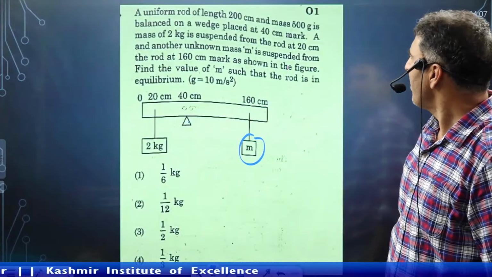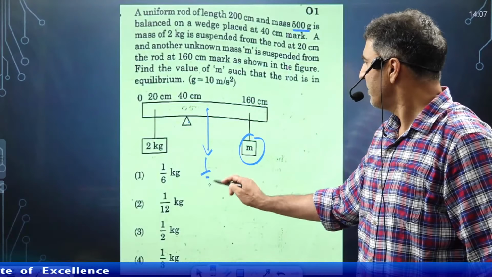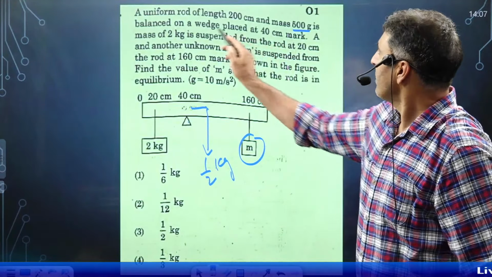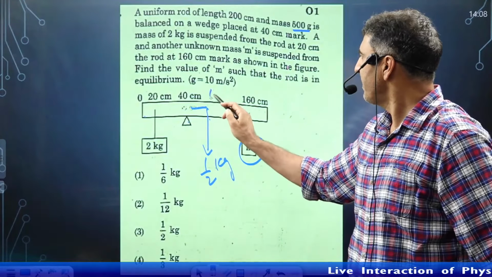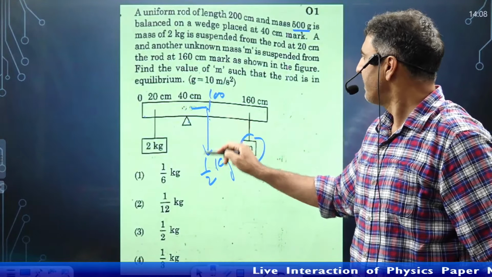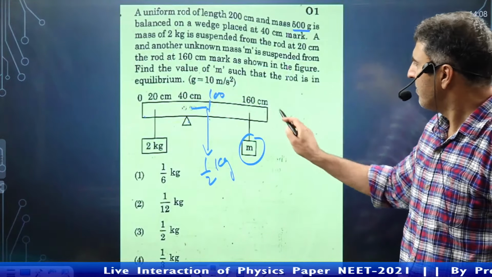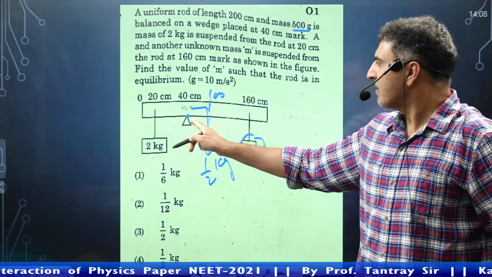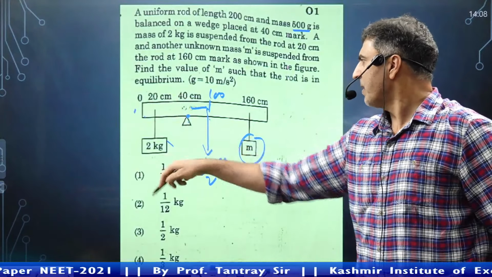Rod has a mass of half a kg, 1 by 2 kg. At what distance? Yes, the total length is 200. So from here to here it must be 100. So it must be at 100, at the center. The mass acts at the center. It balances under all these forces. It balances here. So we have to sum the moments about this point. The moments on this side should be equal to moments on this side.